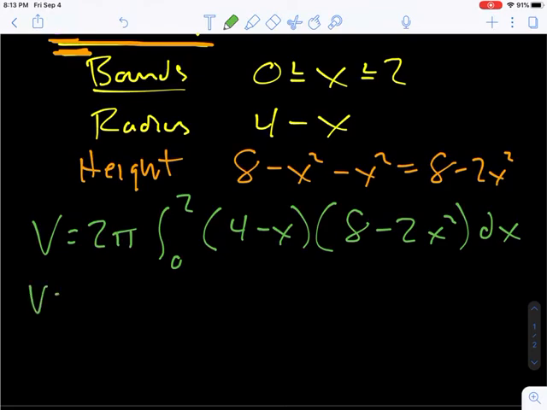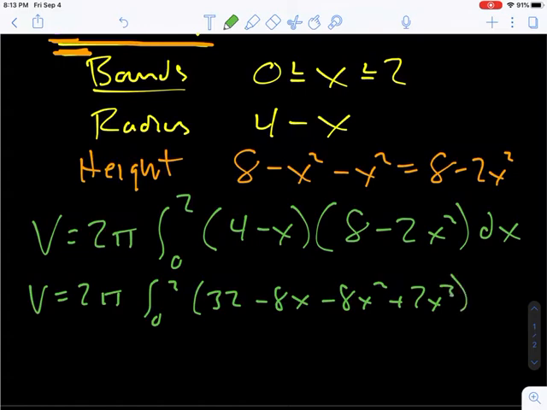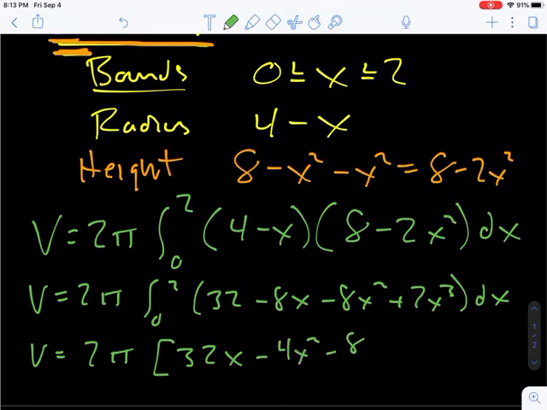So now we have volume is 2 pi times the integral from 0 to 2. And so very carefully, we're going to multiply these together. We get 32 minus 8x minus 8x squared plus 2x cubed dx. And now we can integrate. Volume is equal to 2 pi times 32x minus 4x squared minus 8/3 x cubed plus 1/2 x to the 4th, evaluated from 0 to 2.